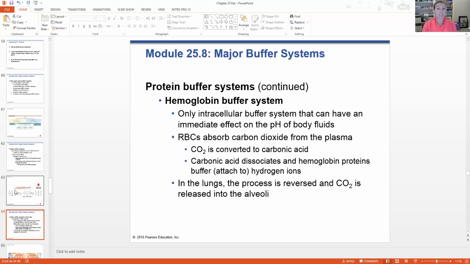Specifically, the hemoglobin buffer system is the only intracellular buffer system that has an immediate effect on the overall pH of all of our body fluids. Your red blood cells are absorbing carbon dioxide from the plasma. We know this already. The carbon dioxide is converted into carbonic acid, the carbonic acid dissociates, and the hemoglobin absorbs those extra hydrogen ions. Because if the hemoglobin didn't absorb those extra hydrogen ions, your blood cells would be extremely acidic, right? So hemoglobin absorbs those extra hydrogen ions, and then when the reverse reaction happens, it releases them. In that respect, hemoglobin is acting as a buffer.